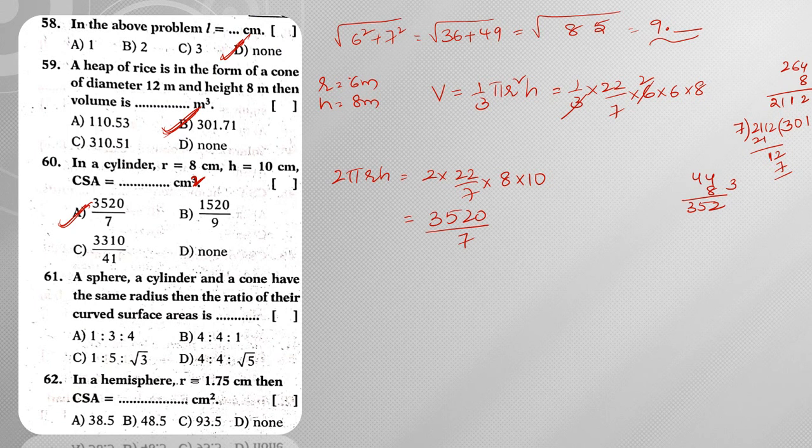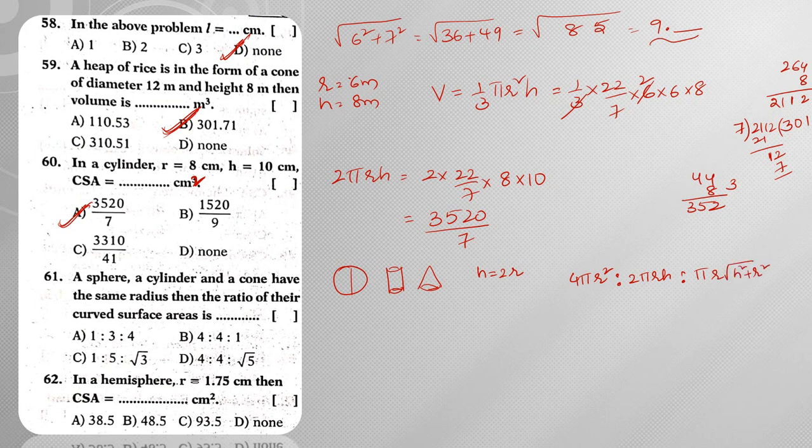Next, a sphere, a cylinder and a cone have the same radius, then the ratio of their curved surface areas. Now what are the things that are given? Sphere, a cylinder and a cone. If you observe this, the height of these three things is equal to 2 times the radius, and the radii are already equal. Now what is he asking? Curved surface areas. So curved surface area of sphere is 4 pi r square, is to curved surface area of cylinder is 2 pi r h, is to curved surface area of cone is pi r into root over h square plus r square.